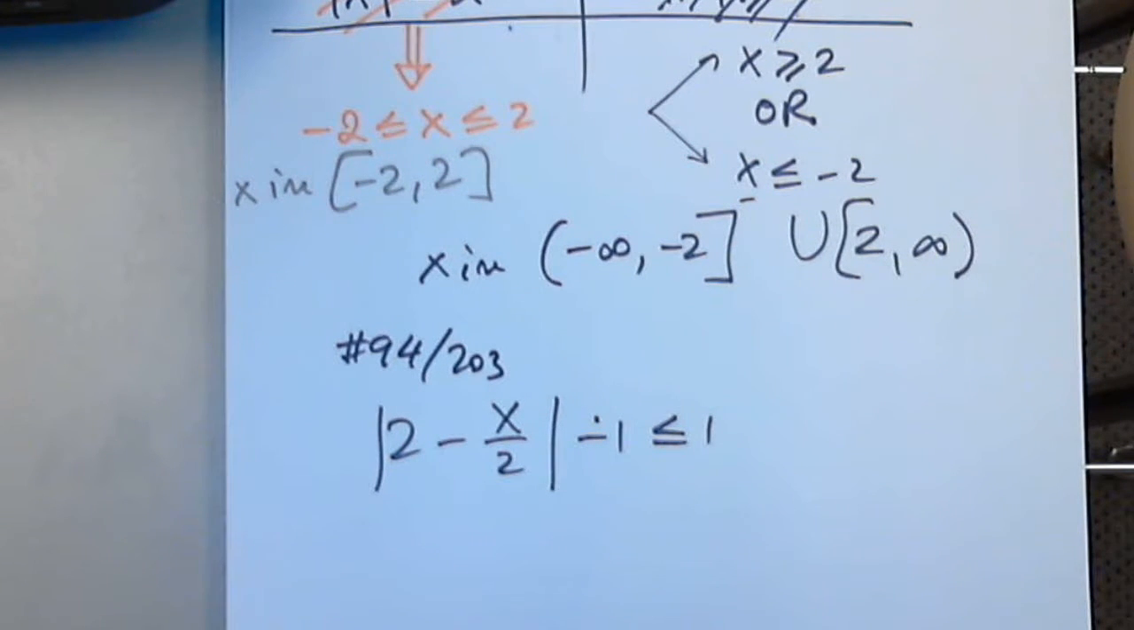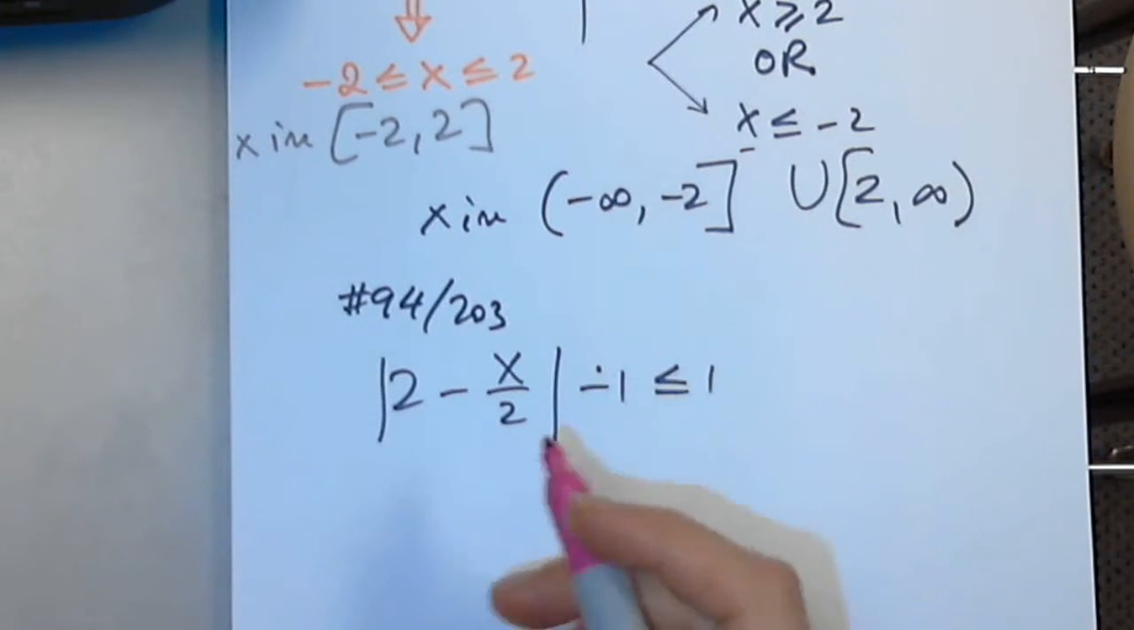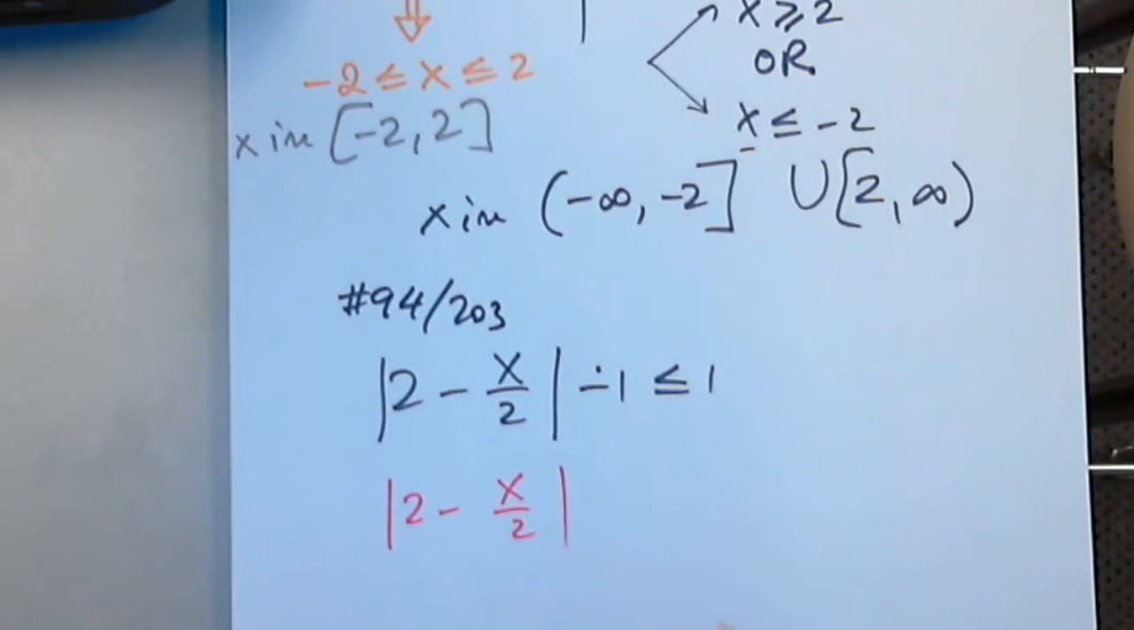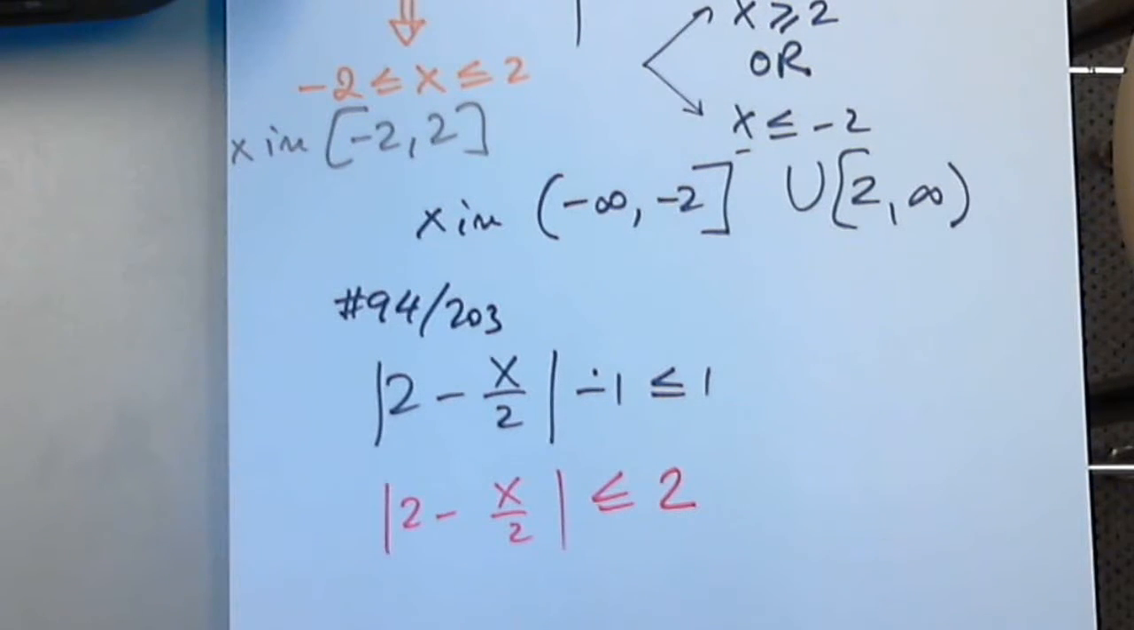Fractions. I cannot touch the absolute value. Nothing. I cannot distribute. I cannot put anything inside. I cannot multiply. Nothing. Add the 1 to both sides. Of course. So the absolute value of (2 minus x) over 2 is less than or equal to 2.